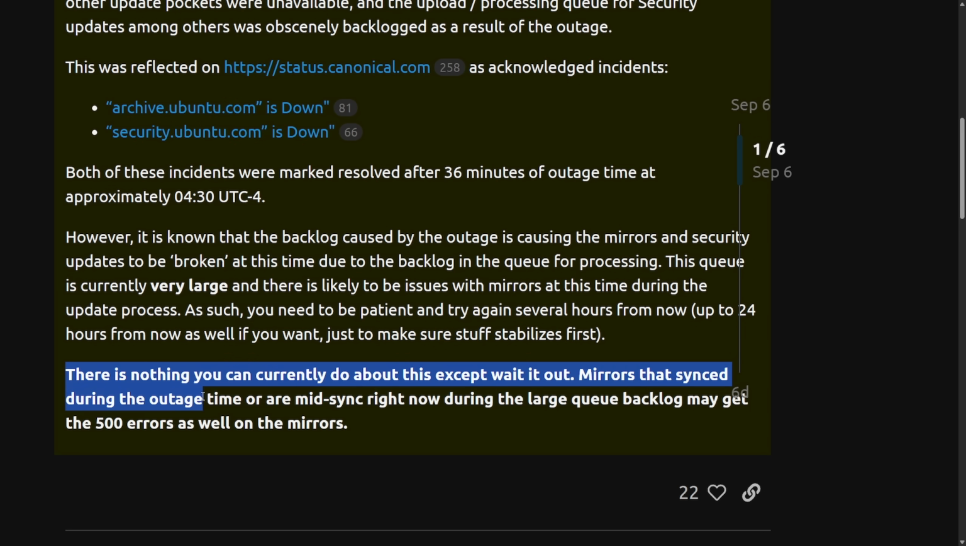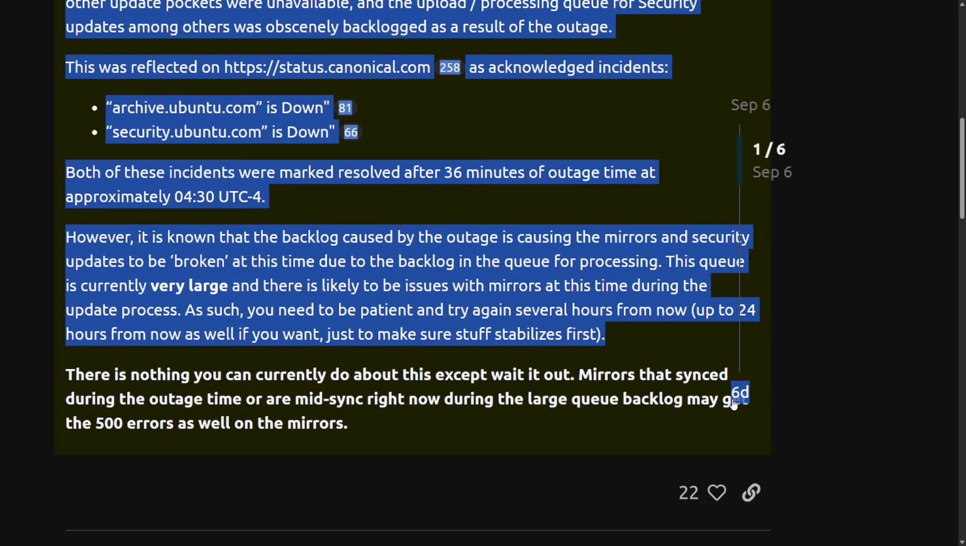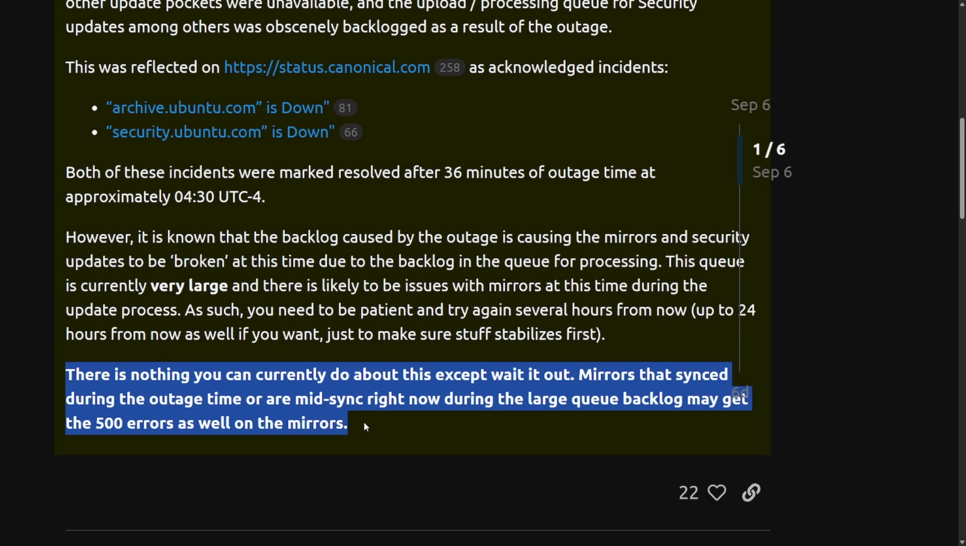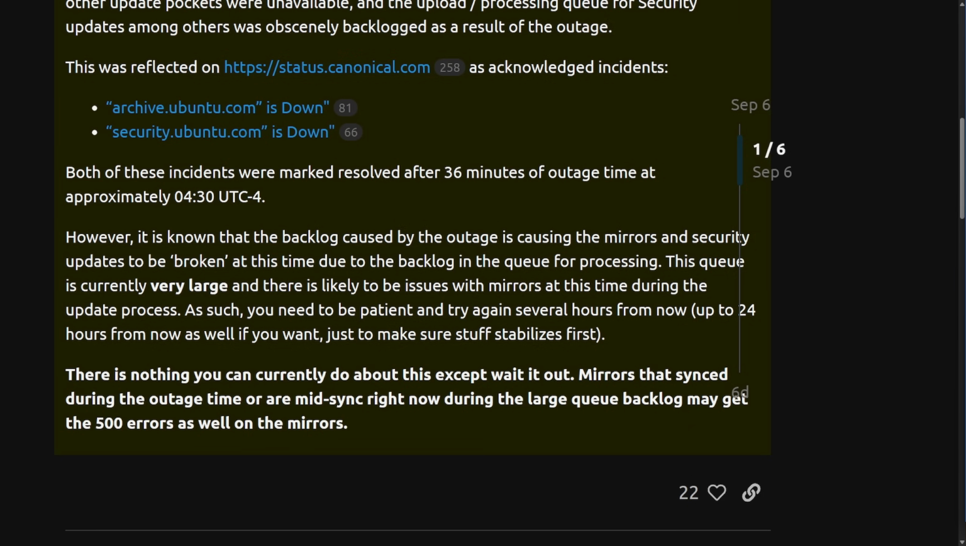Mirrors that synced during the outage time or are mid-sync right now during the large queue backlog may get 500 errors as well, which highlights how fragile the Canonical server ecosystem really is. There's a single point of failure here in this massive Linux distribution that's owned by a massive corporate company at this point. It's not just an inconvenience, it's a huge infrastructure risk. Imagine all the production systems that were trying to make updates at that time and the fallout after not being able to do so for up to 2 days.